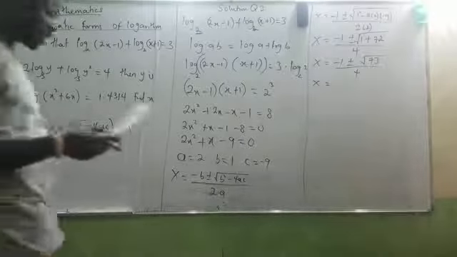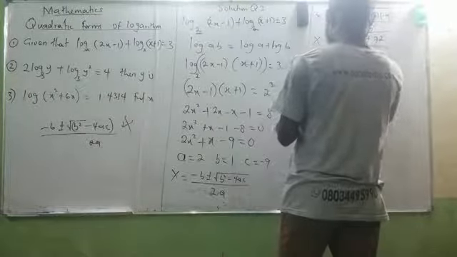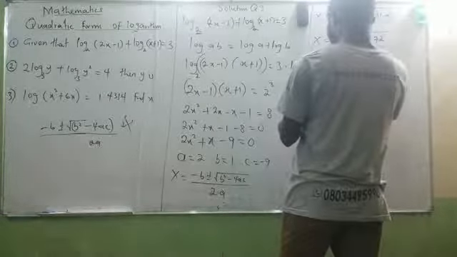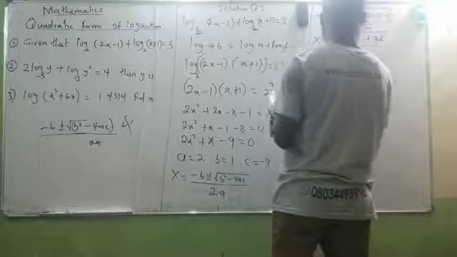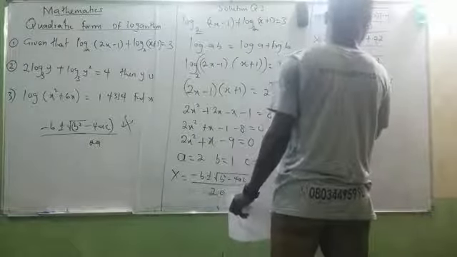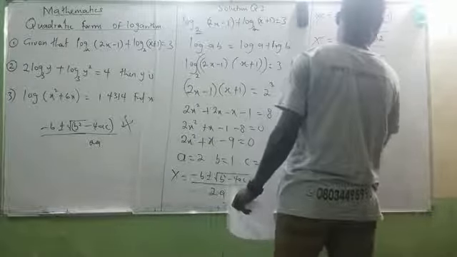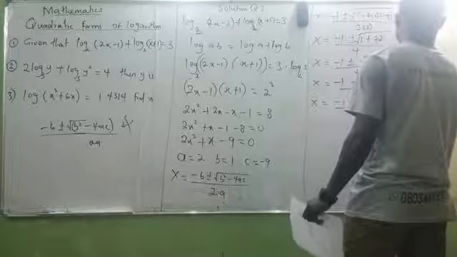Permit me that, I'll be having minus 1 plus or minus 8.455 all over 4, and x can now be equal to minus 1 plus 8.544 all over 4, or minus 1 minus 8.44 all over 4.